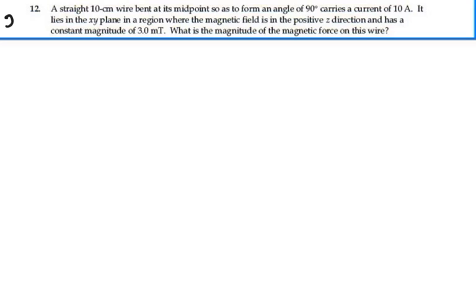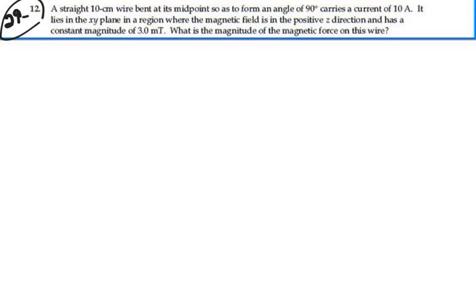Here's problem 2912. A straight 10 centimeter wire bent at its midpoint so as to form an angle of 90 degrees carries a current of 10 amps. It lies in the XY plane in a region where the magnetic field is in the positive Z direction and has a constant magnitude of 3 millitesla. What is the magnitude of the magnetic force on the wire?